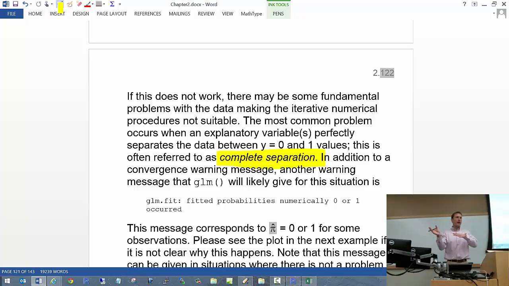So if you have a small x, you know you're going to get a y equals 0. If you have a large x, you know for sure you're going to get a y equals 1. If that happens, you're going to have convergence issues. You'll see a nice plot that shows why that occurs shortly.